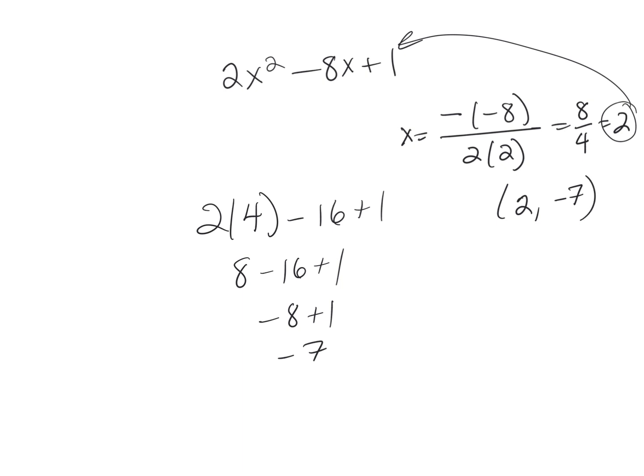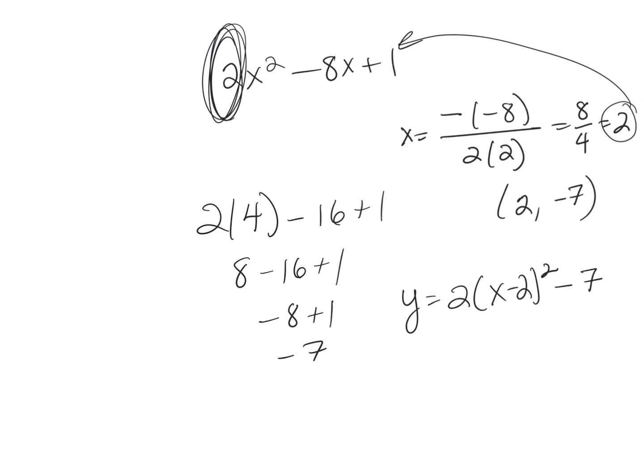Now I can just take that vertex and this a right here that's in front of my x squared, because the a doesn't change from form to form. The a is always the same. So y equals 2 times x minus 2 squared minus 7. And that would be my answer, so I didn't need to complete the square. I can just find the vertex and go that way.